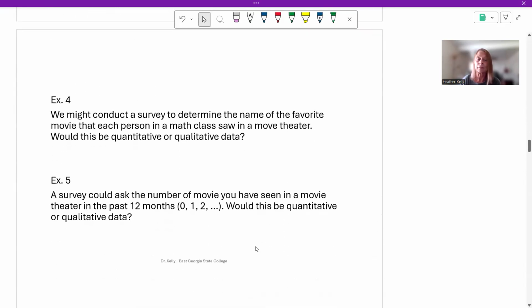Okay, so let's see what you think here. Exercise 4 says we might conduct a survey to determine the name of the favorite movie that each person in math class saw in a movie theater. Would this be quantitative or qualitative? So take a minute. You guess. This would be qualitative data, right? You're not going to respond with a numerical value. You're going to respond with a word, and the chances are that out of 30 of us we're not going to have a lot of repeats. There'll be some, but there won't be that many. So this would be qualitative.